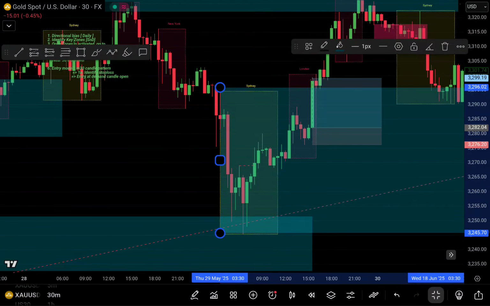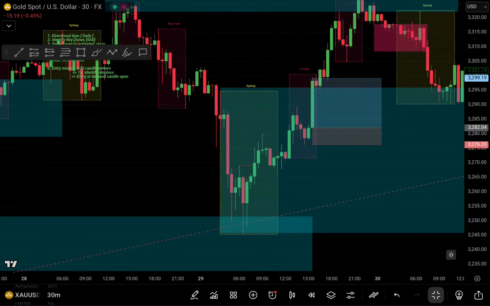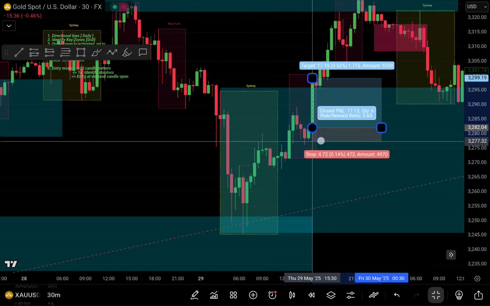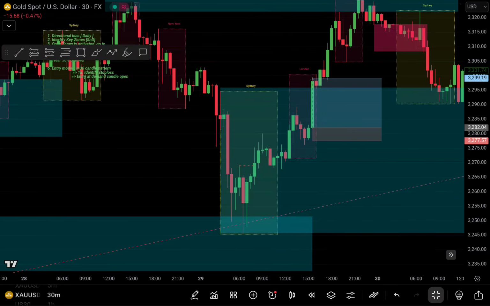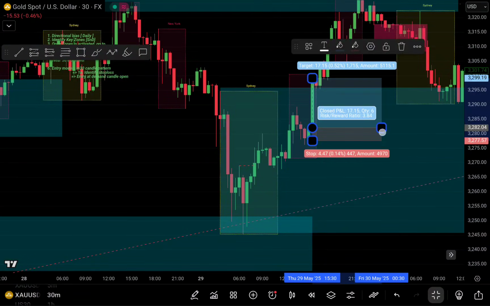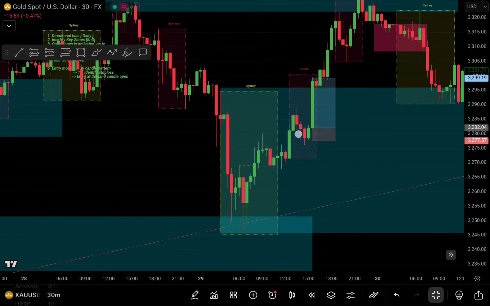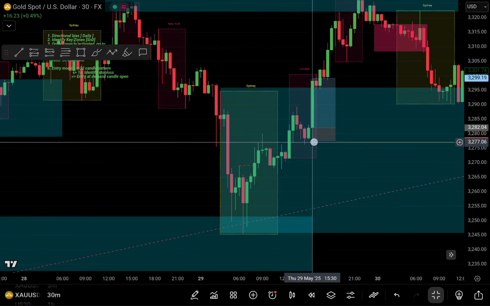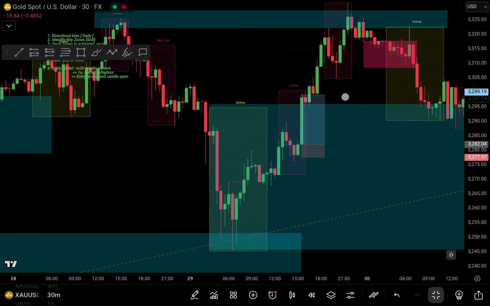Once this 30-minute candle closes, you immediately enter a buy with a stop loss below that 30-minute candle itself, because we are trading the momentum. We want to buy when price is going up. We don't want to buy when it is coming down somewhere here. So this is a very good approach.